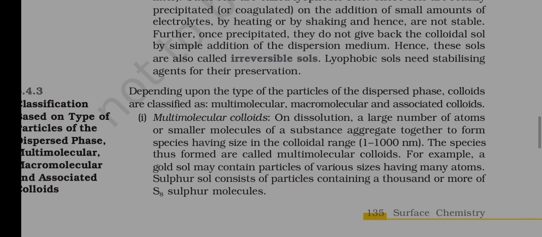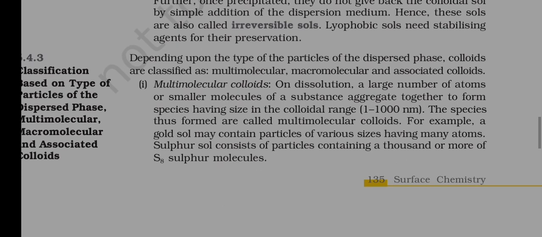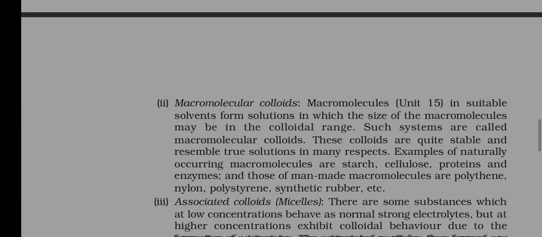The species thus formed are called multimolecular colloids. For example, a gold sol may contain particles of various sizes having many atoms. Sulfur sol consists of particles containing 1000 or more S8 sulfur molecules.